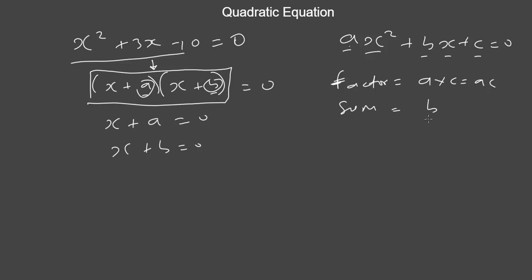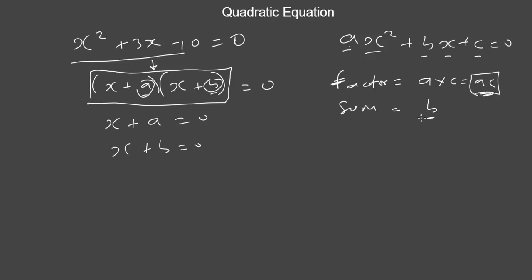Now, what I'm trying to say is this. If you want to factorize, you need to multiply a by c, and that will give you a particular number. Then you also need to take note of this b. And once you've gotten these two numbers, the next question you ask yourself is, what are the two numbers that will multiply to get this value?